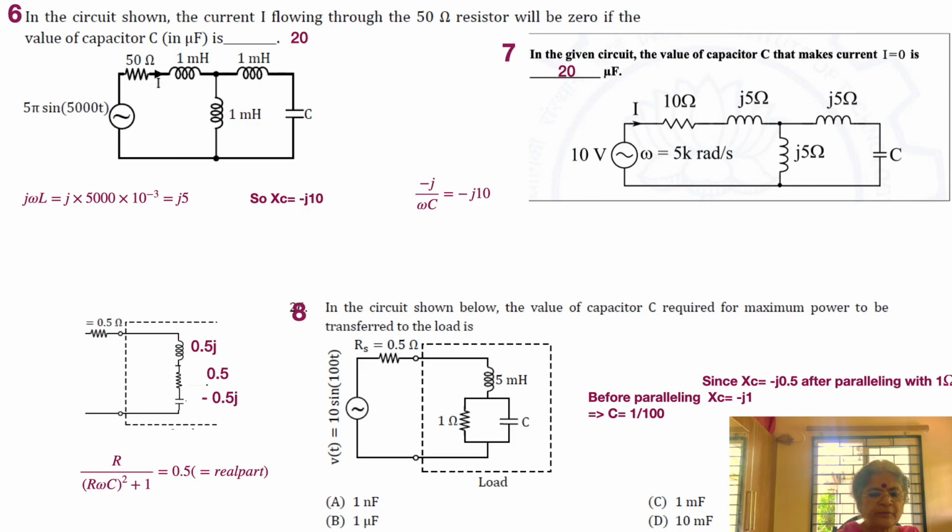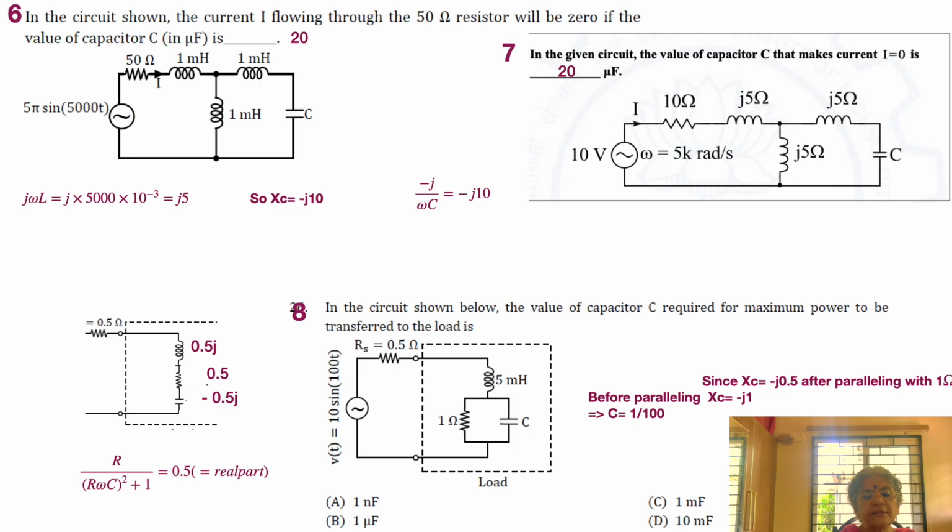Let's see. We have voltage source 10 sine 100t. So there's a difference. There is a maximum value 10. There's an omega given by 100. And then we have a resistance as before 0.5. And then we have an inductance 5 millihenry. Okay, and then we have a combination of 1 ohm and a capacitance. In the circuit shown, find the value of capacitance C required for maximum power to be transferred to the load.